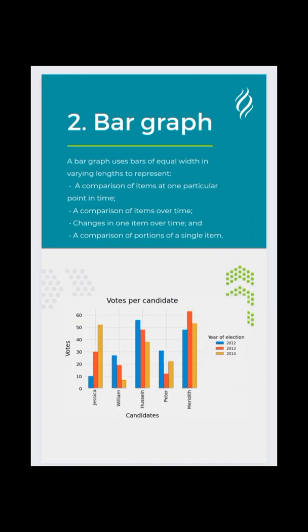The second type of graph is the bar graph. A bar graph uses bars of equal width with varying lengths to represent a comparison of items at one particular point in time, a comparison of items over time, changes in one item over time, and a comparison of portions of a single item. And from the picture below, we can see an example of a bar graph. There are three bars in there, and each color represents 2012, 2013, and 2014.